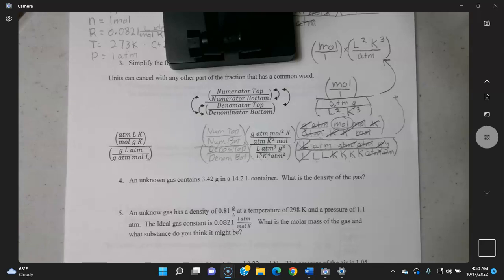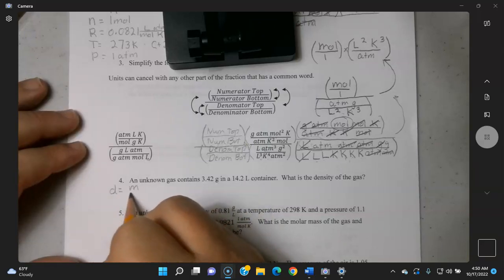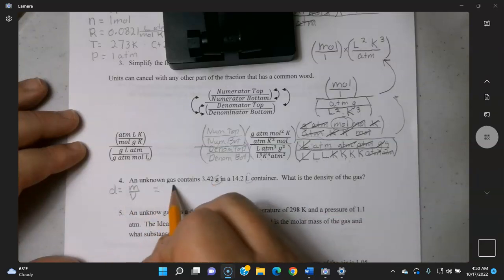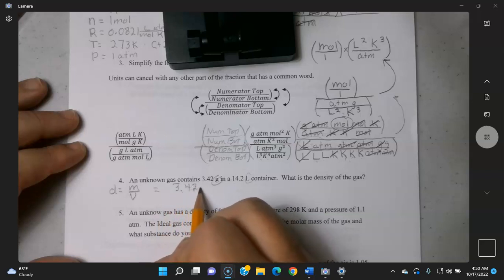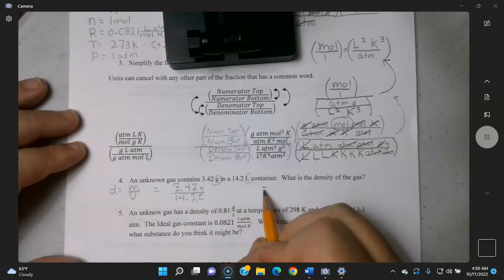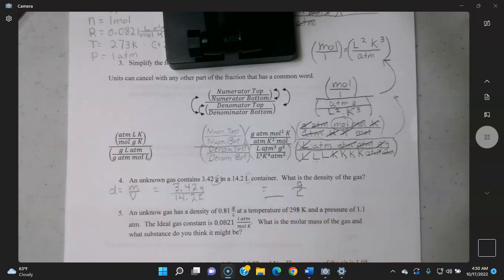Okay, here we go. An unknown gas contains 3.42 grams in a 14.2 liter container. What is the density of the gas? Okay, so density is simply mass over volume. So write the formula and you'll end up memorizing it. It's mass over volume. Mass is measured in grams, volume is measured in liters. So very simply, it's 3.42 grams over 14.2 liters. The final unit of measure is going to be grams per liter, and so you do the math on that and you'll be done. Okay?